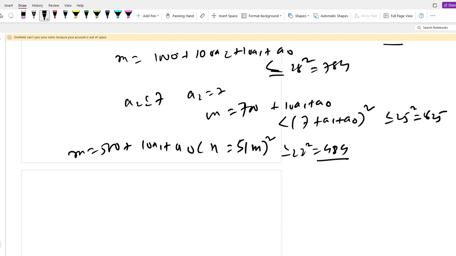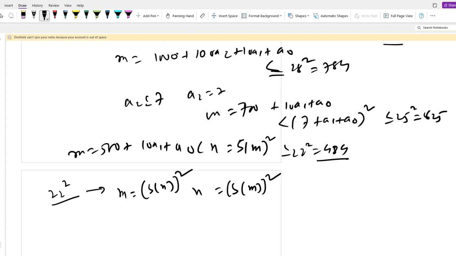Okay, so finally we get two values here, and now we can see that the squares up to 22 square, and it has an n such that m equal to S(n) square. ठीक है, and n equal to S(m) square. So the first such square is m equal to 81, that is 9 square.